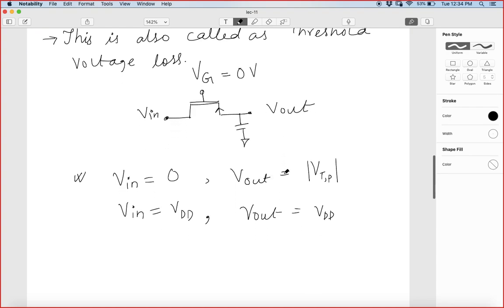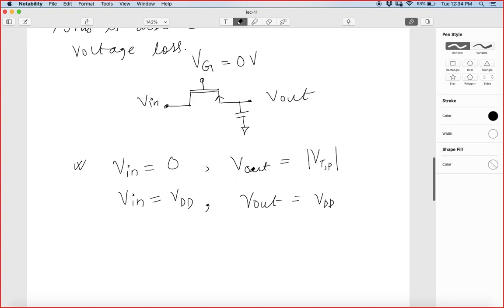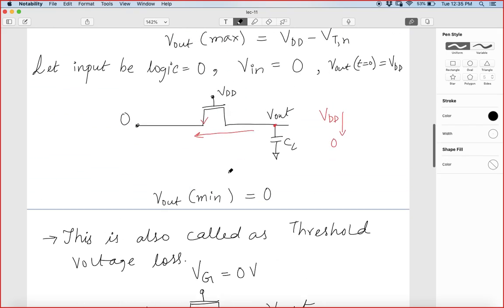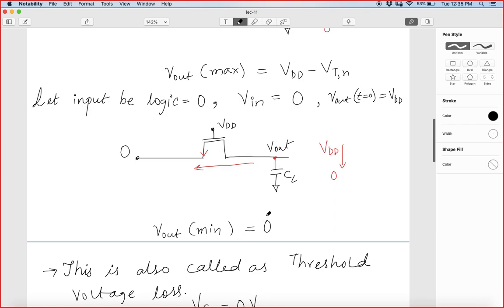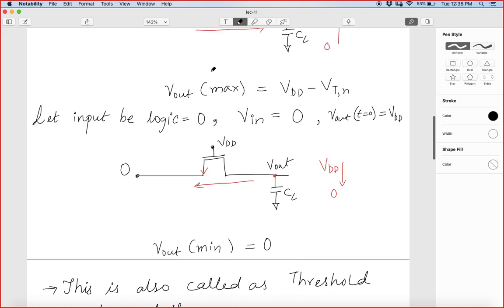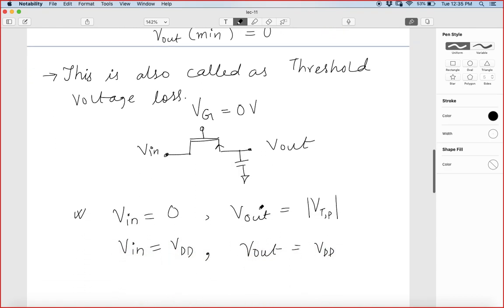So from this we can conclude that the PMOS device has a problem whenever the Vin is equal to 0 volt, but it can easily transmit Vin equal to VDD. Whereas in case of NMOS we have seen the reverse. The NMOS can easily transmit whenever the logic is 0, but it cannot easily transmit when V in equal to VDD.